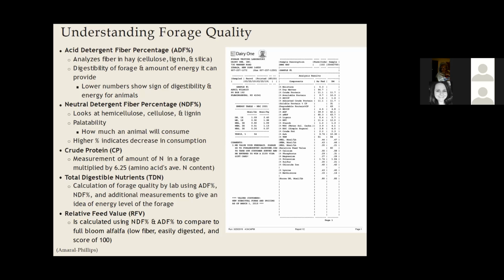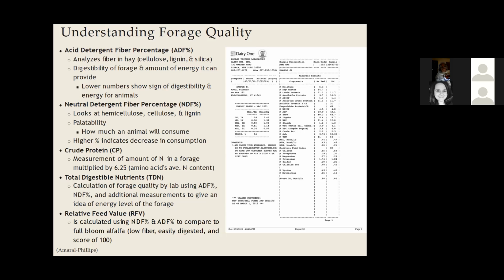So acid detergent fiber is a method of measuring the fiber in the hay, the cellulose, the lignin, and the silica. This is a digestibility of the forage and the amount of energy it provides. So this is the one that we focus on when we look for energy content in the hay. This is how much energy the animal will be able to derive from that product. The lower the number, it shows the sign of digestibility and more energy. So acid detergent fiber, we want a low number.